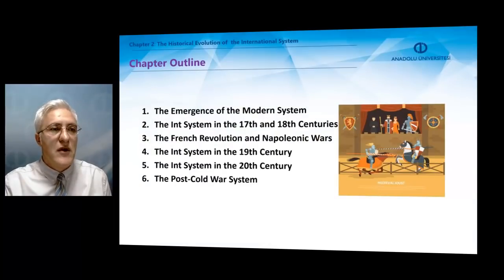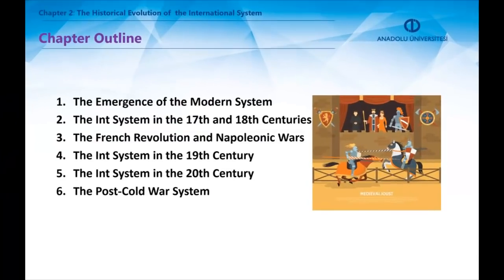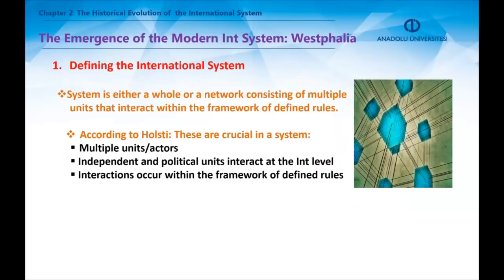Let's look at the chapter outline first of all. The chapter starts with the emergence of the modern system, and it goes on to give you detail about the 17th and 18th centuries, talks about the French Revolution and Napoleonic Wars, and the international system in the 19th century, and the international system in the 20th century. And it closes with the post-Cold War system.